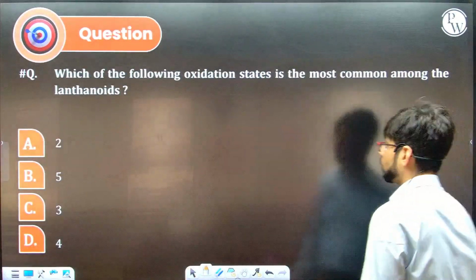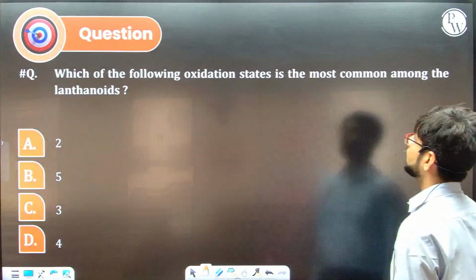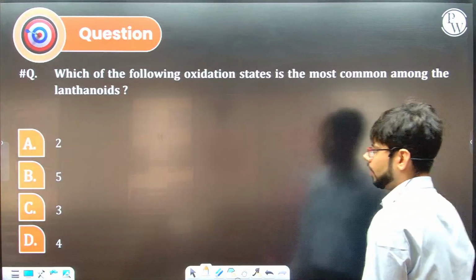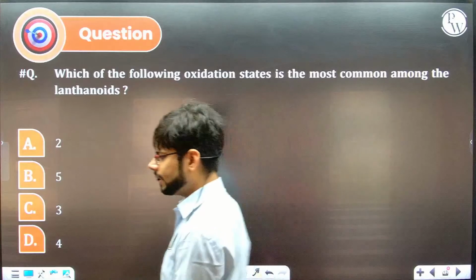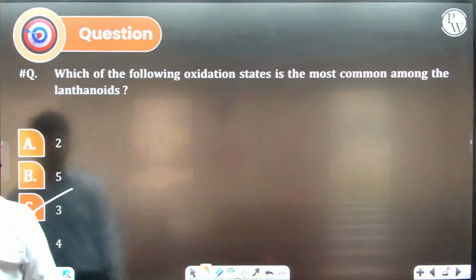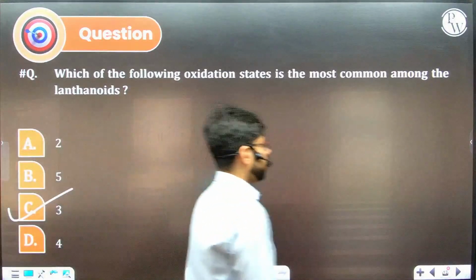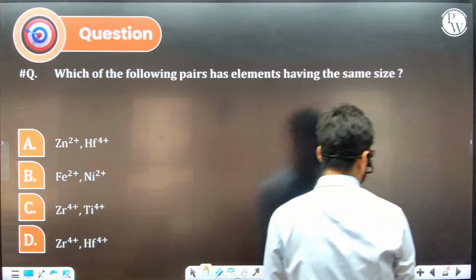Next question. Which of the following oxidation states is the most common among the lanthanides? So we have discussed this already. +3 is the most common oxidation state for lanthanides as well as for actinoids.